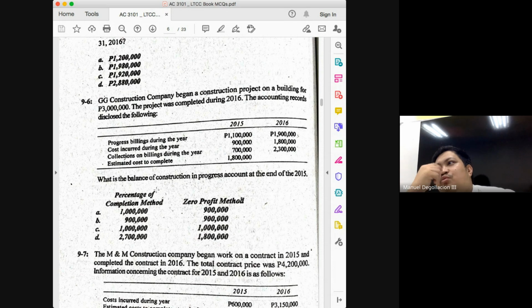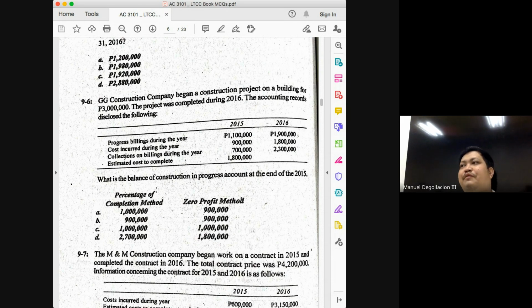Again, very important. What's the composition of your construction in progress? Cumulative cost and cumulative profit. How much is our cumulative cost? 900. How much is our cumulative profit? 100. So that's why the answer here would be 1 million.